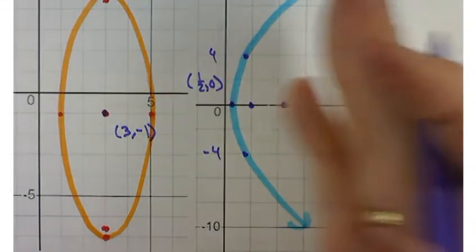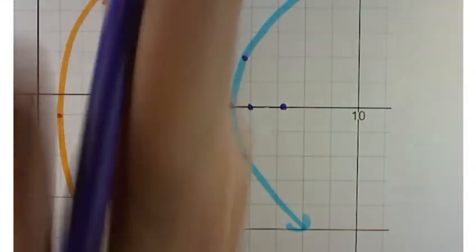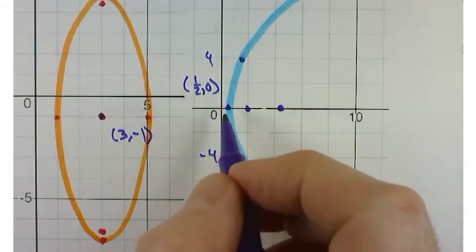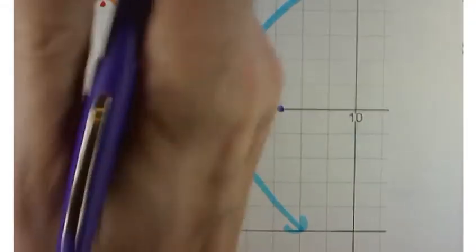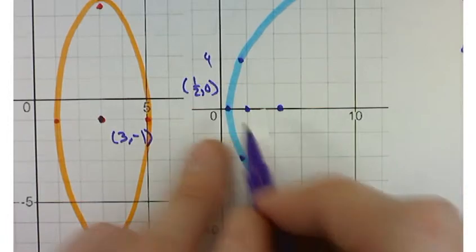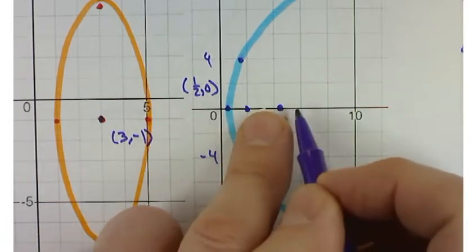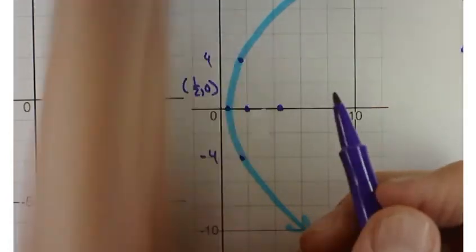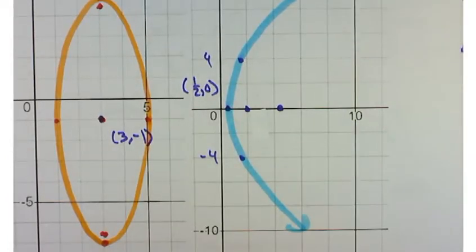Now, I'm not going to have room to show it on my graph without really destroying this beautiful ellipse. But let's think about what the equation would be for the directrix. So I went 4 this direction to find the focus. I'm going to move 4 this direction to find the vertex. It's going to be a vertical line, but where's that vertical line going to be?